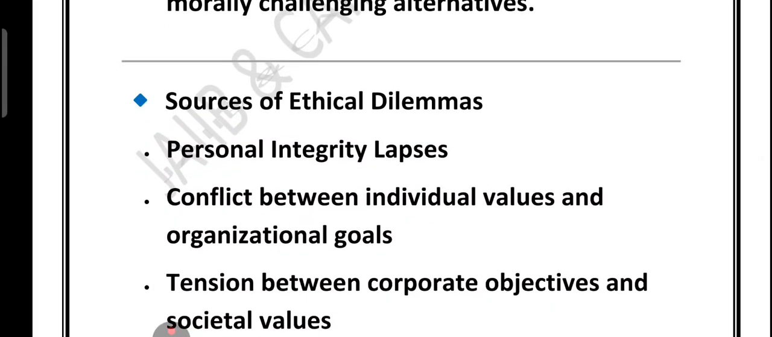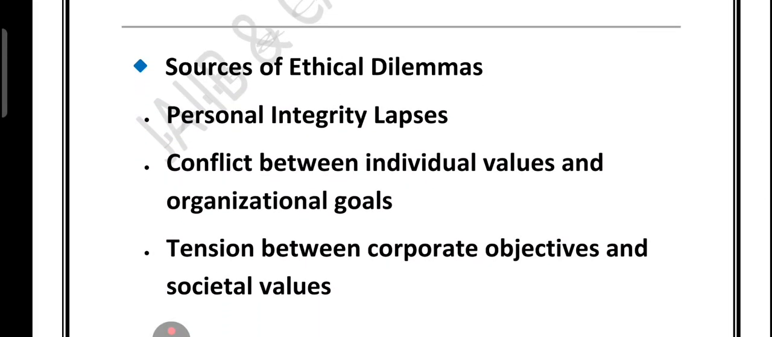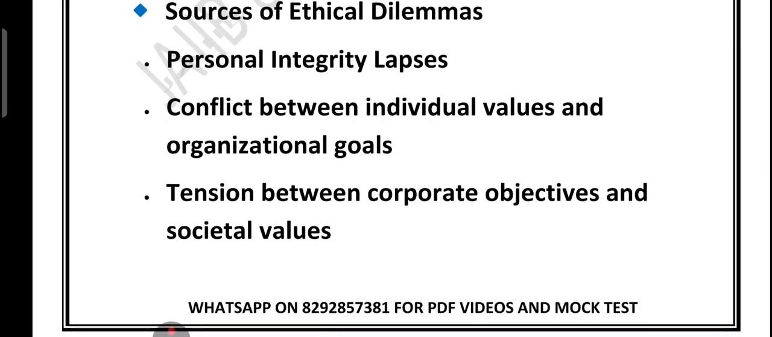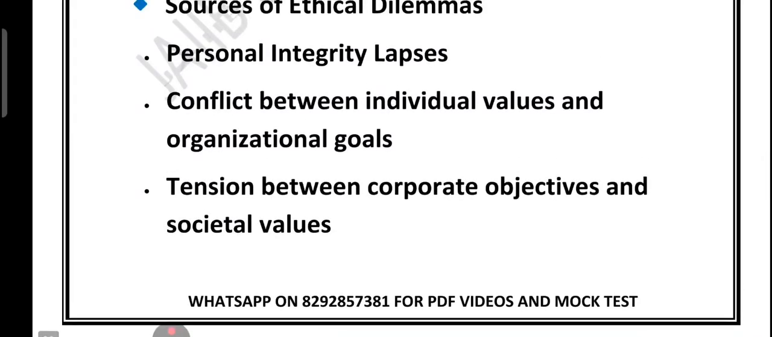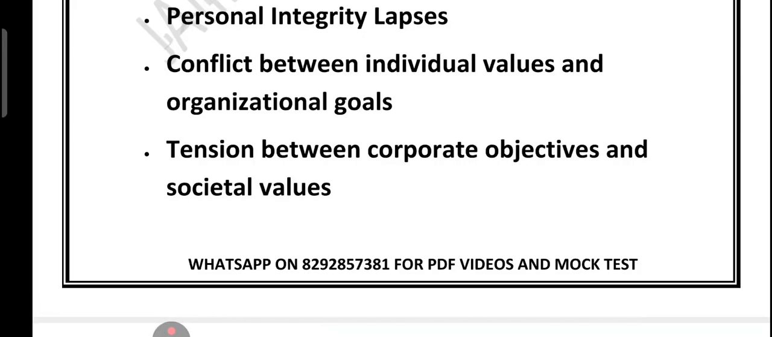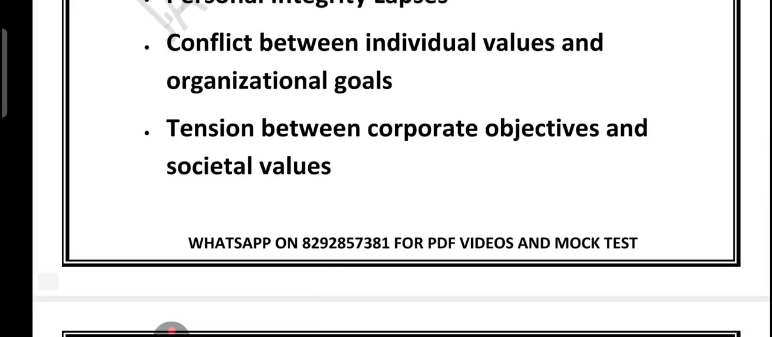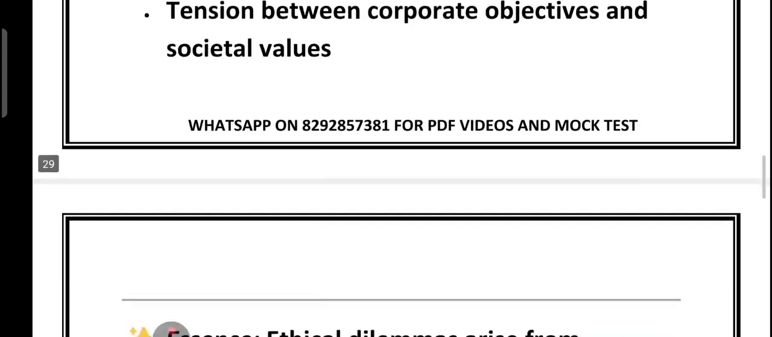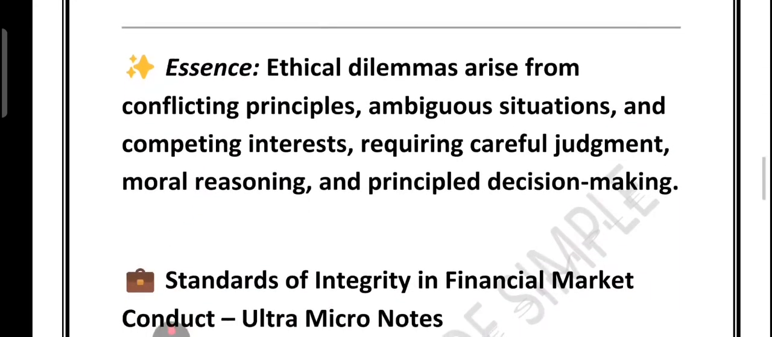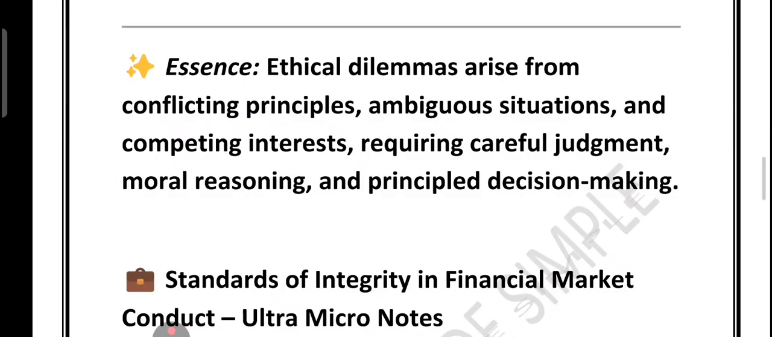Now, what are the sources of this ethical dilemma? Where do these dilemmas come from? First one is the personal integrity lapse, when individuals compromise their values. Second is the conflict between individual values and the organization's values, when your goal clashes with your company. And third is the tension between corporate objective and societal value, which means when profit motive conflicts with ethical or social responsibility. In short, we can say that ethical dilemmas basically arise from conflicting principles, ambiguous situations and competing interests. Resolving them requires thoughtful judgment, moral reasoning, principled decision making, ensuring fairness and integrity in every choice.